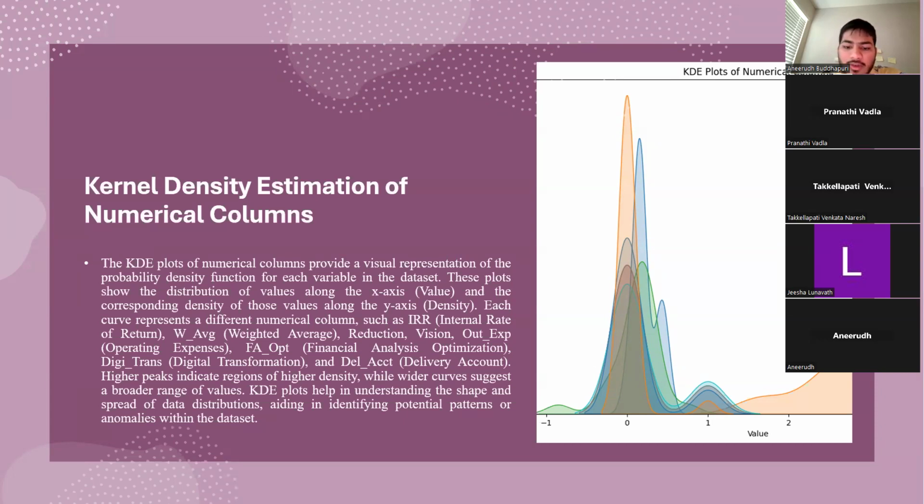Higher peaks indicate regions of higher density, while wider curves suggest a broader range of values. And KDE plots help us understand the shape and spread of data distributions, aiding in identifying potential patterns or anomalies.